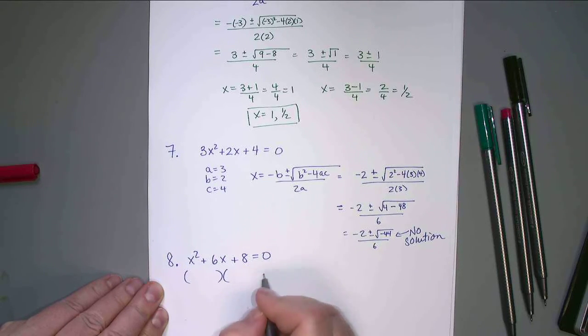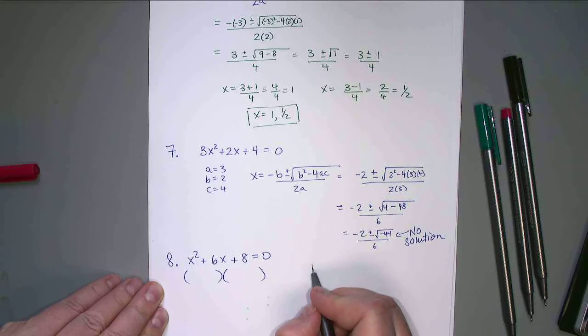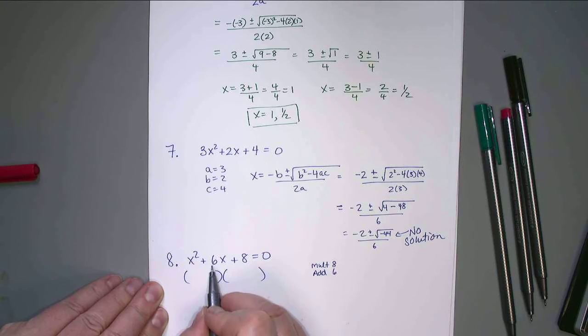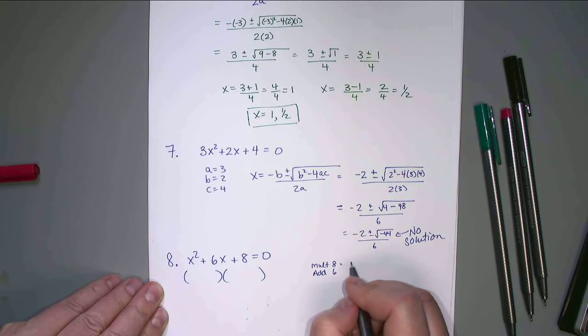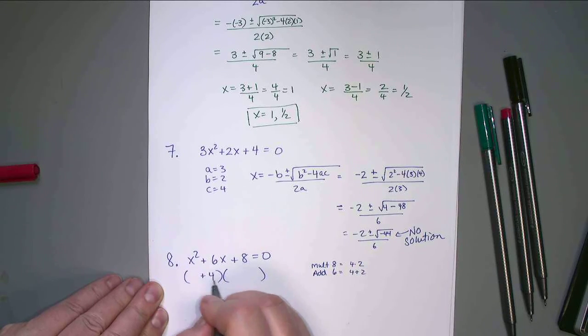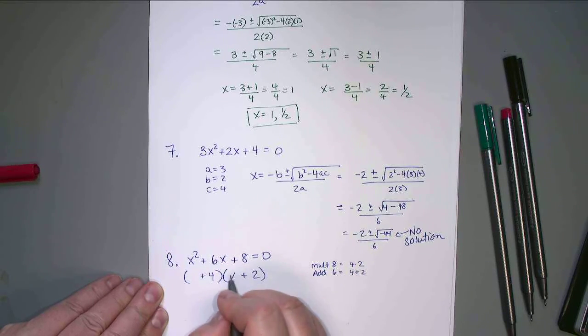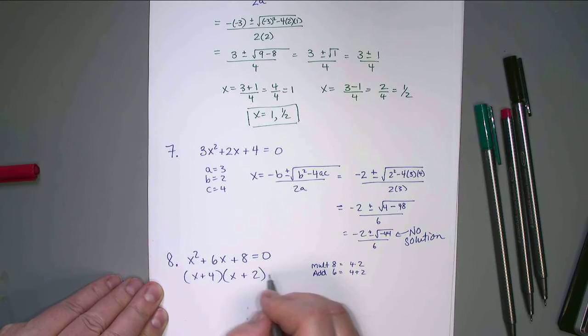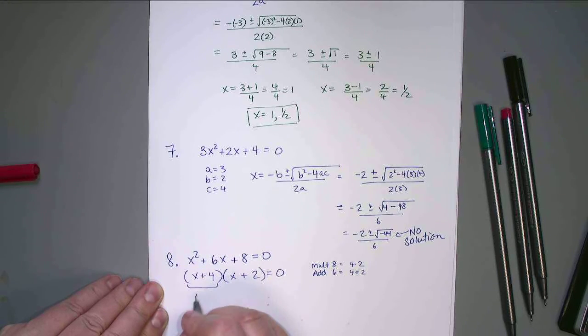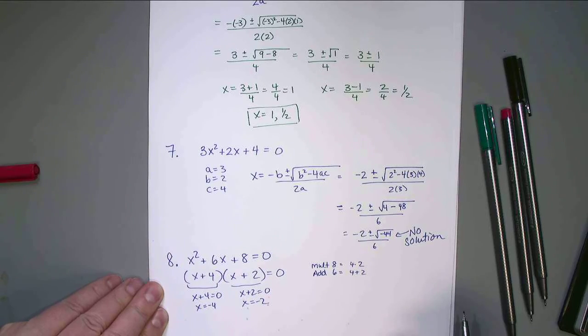Okay, so for this one, we want two numbers that multiply to give 8. And because that's a plus 8, we want them to add to give 6. So 4 times 2 and 4 plus 2. 4 and 2 multiply to give 8, and they add to give 6. And so these are our two numbers.